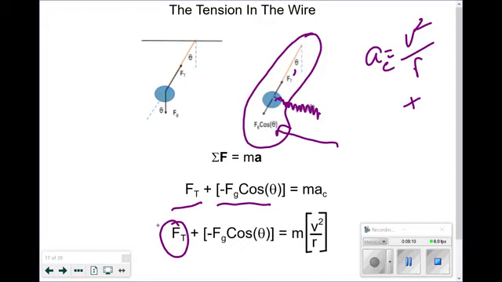And this is true for any part of the swing. All I have to do is change the angle for whatever location this is in. Please note that if I'm at the bottom of the swing, I would have an angle of 0. The cosine of 0 is 1. So then I would just have tension fighting gravity, equaling my net force.